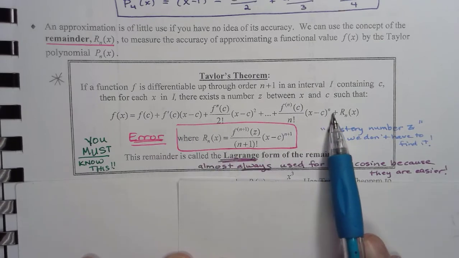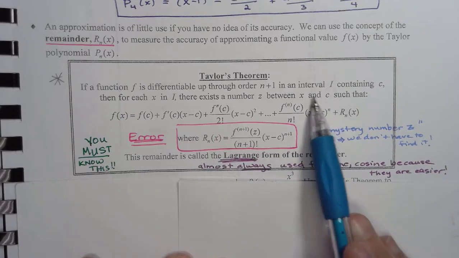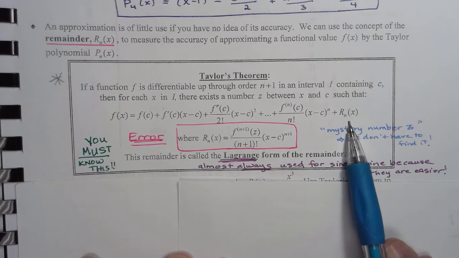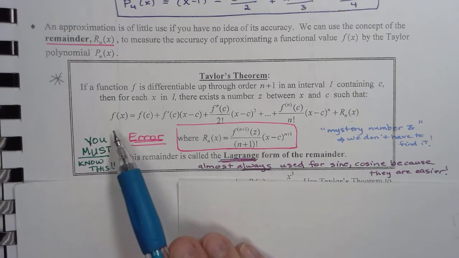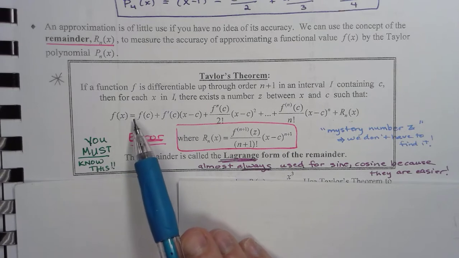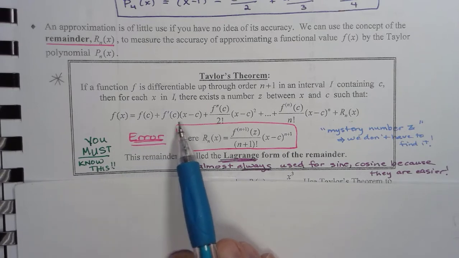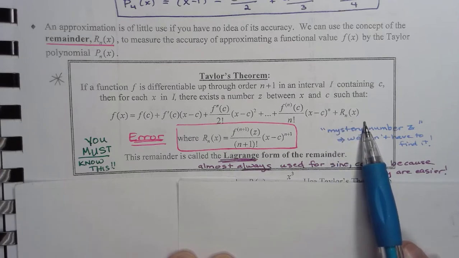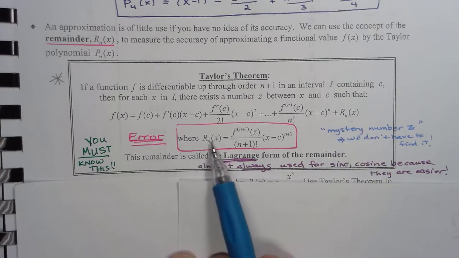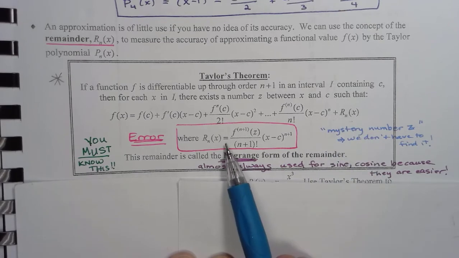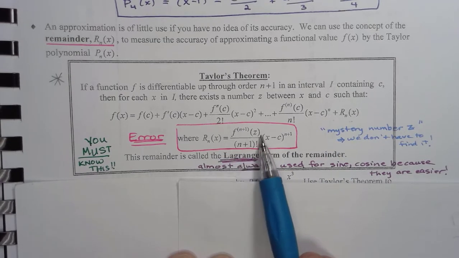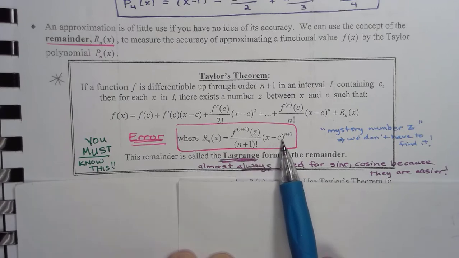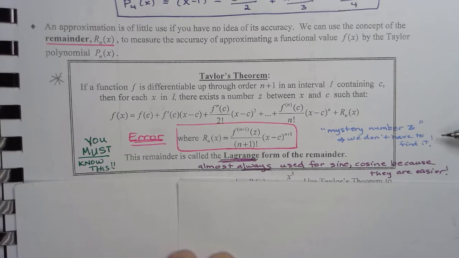This is our Taylor polynomial approximation plus the remainder. Now, what do I know about that remainder? Notice, by the way, we have used our function is. It is this Taylor polynomial plus whatever that remainder is. So our error is the remainder, and that is going to be found by the next derivative over n plus 1 factorial times x minus c to the n plus 1. This is a mystery number z. We don't have to find it.